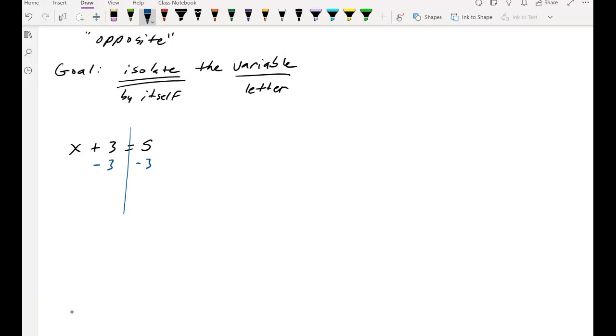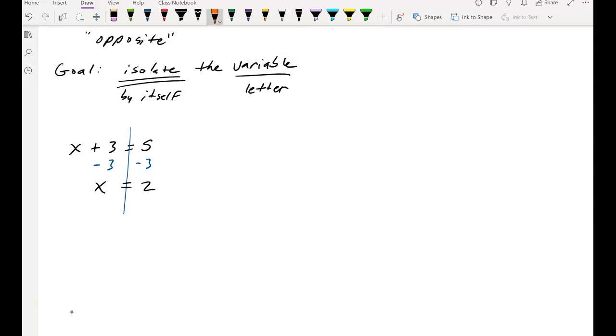And when I do that, positive 3 and negative 3 cancel each other out to make 0, and x plus 0 is just x. And 5 minus 3 is 2. And so, using algebra, we have shown that x equals 2.